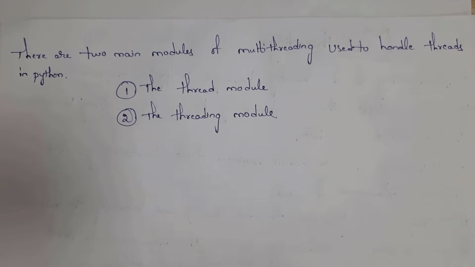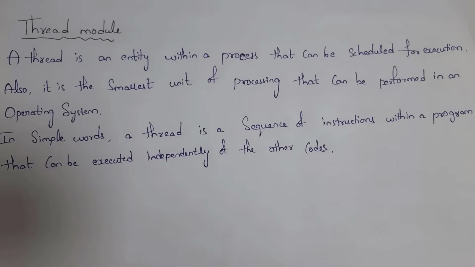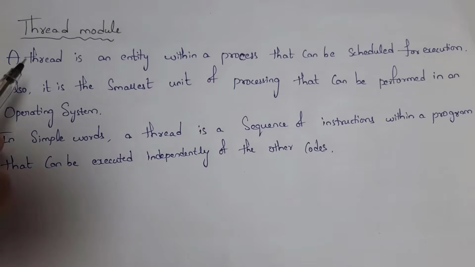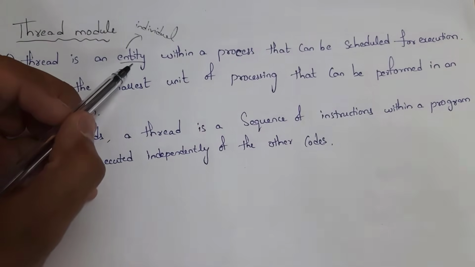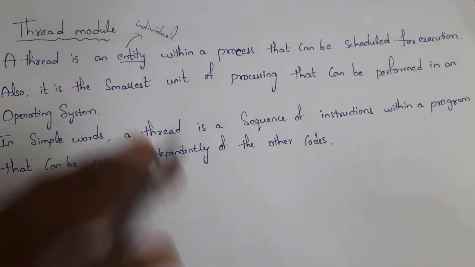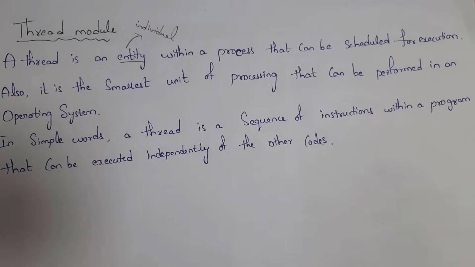In Python, multi-threading can be achieved by using 2 modules. One is thread module and next one is threading module. At first, I will explain thread module in Python. A thread is an entity within a process that can be scheduled for execution. Entity is nothing but it is an individual thing. Thread is individual within a process that can be scheduled for execution.